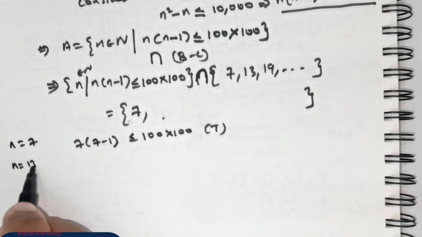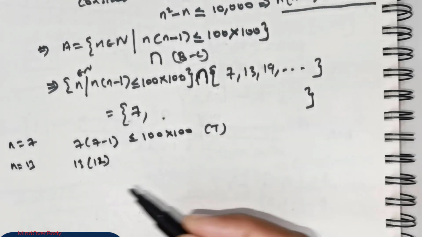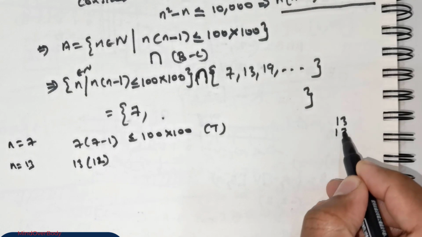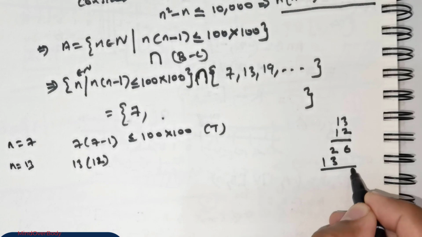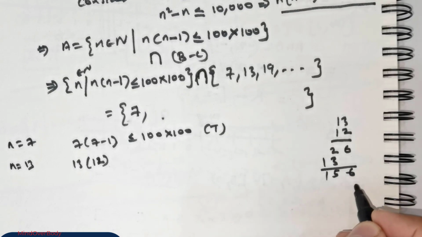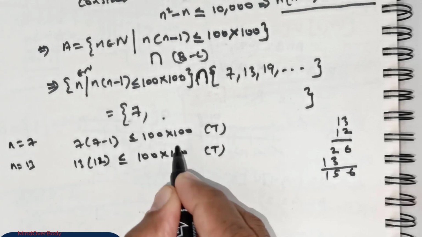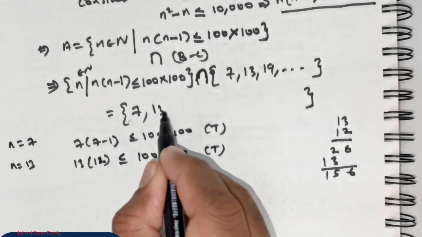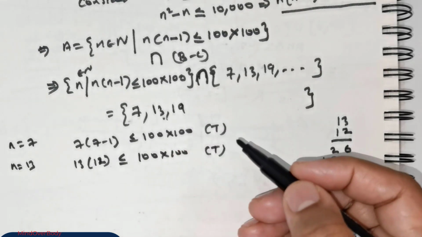Now n is equal to 13. Substitute 13. 13 into 13 minus 1 is going to be 12. Now what is this? 13 times 12. 3 2s are 6, 2 1s are 2, 3 1s are 3, 1, 6, 5, 1, 5, 6. This is going to be true. It's obviously less than equal to 100 times 100. And you have to keep testing all these numbers. Clearly I know 19 will also be true.